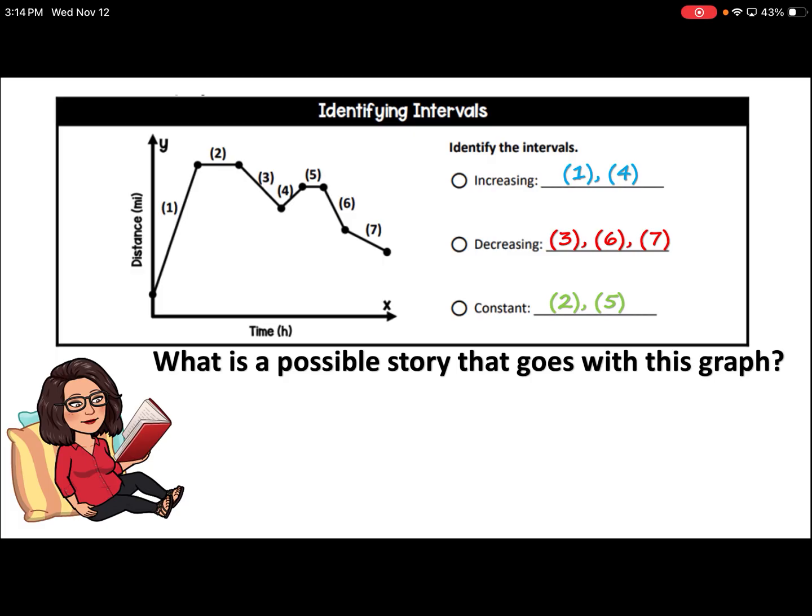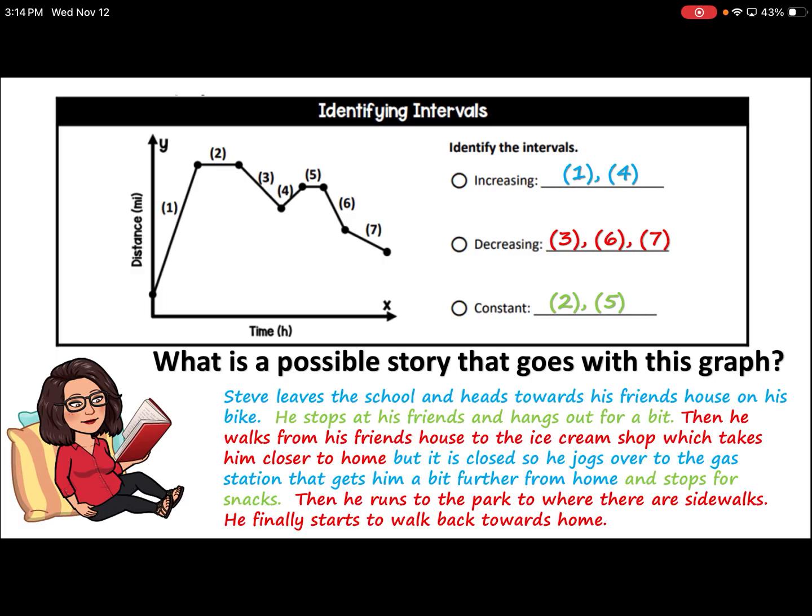So I'm going to have you match stories, fill in stories, but here's an example of what a story would look like for this graph. Steve leaves the school and heads towards his friend's house on his bike. Tell me why Steve probably started here and not down here. He was where? At school, not at my house. Is his friend on the way home or farther away?